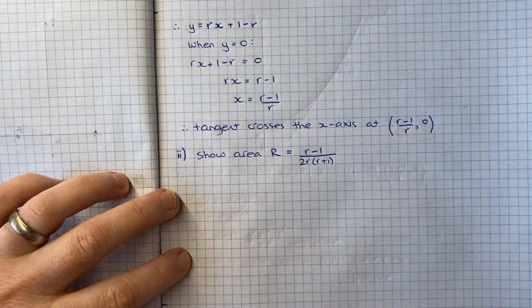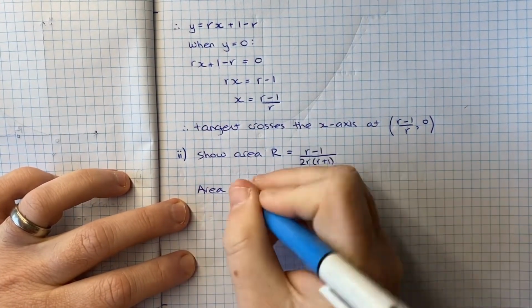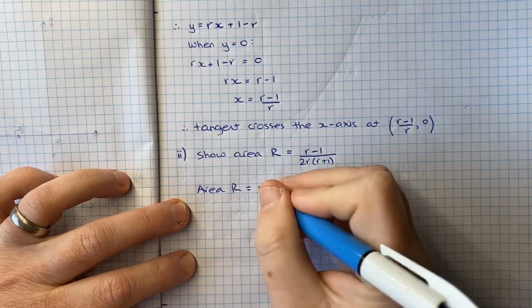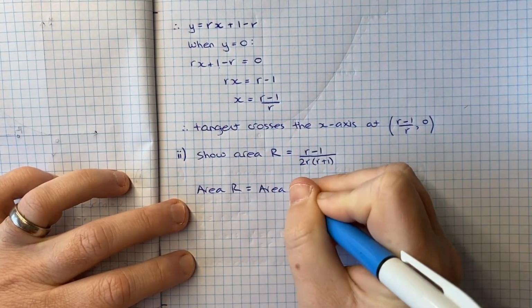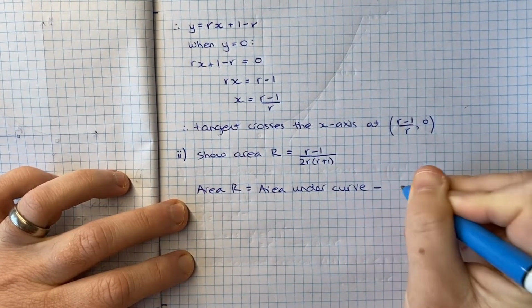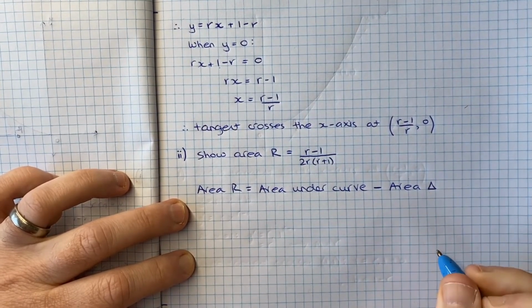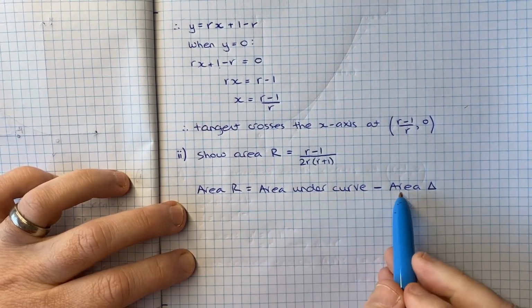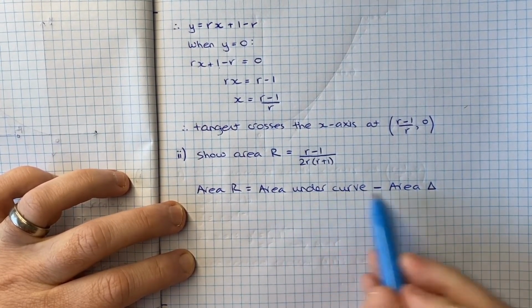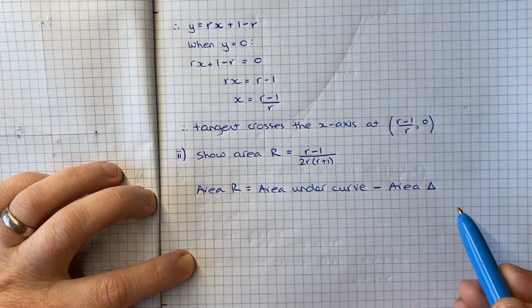So I'm turning back over. Maybe the way I'll write that is I'll say the area of R is going to be equal to the area under the curve minus the area of the triangle. I'll just put a triangle for the symbol. So if we can find each of these areas one at a time and then put them together, that will give us hopefully what we're being asked to show.